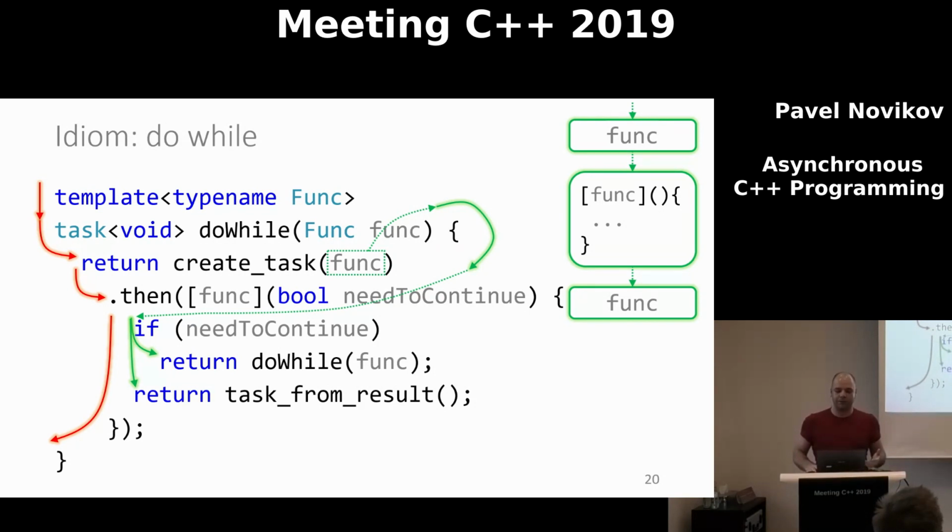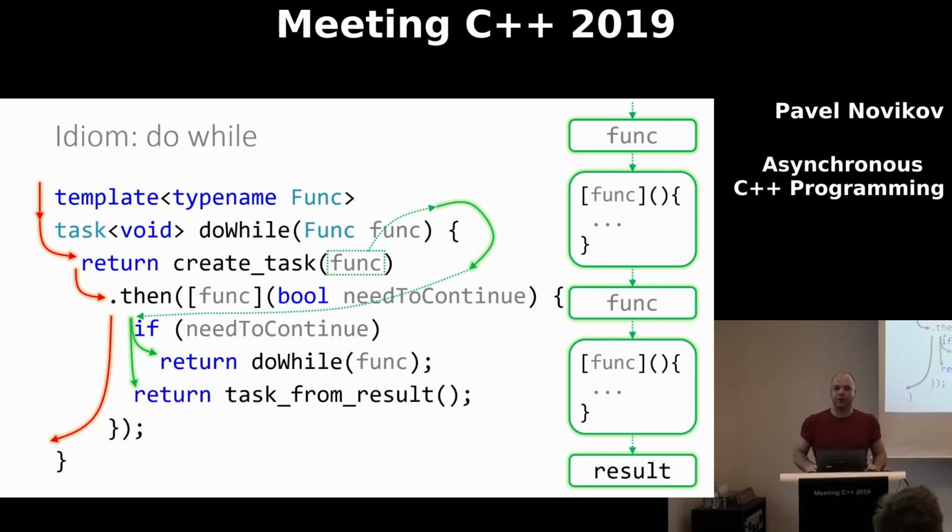Then it returns. Let's say we don't want to run it again. We again return to scheduled execution of our lambda, and we just return a result. That is, the result is like a completed task. We completed our asynchronous loop. Make sense?